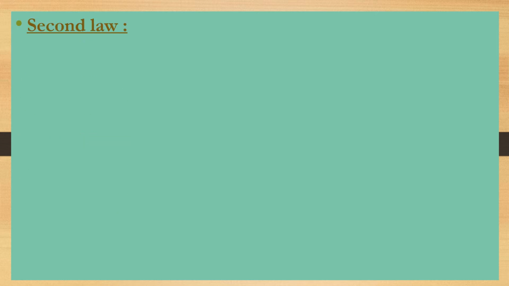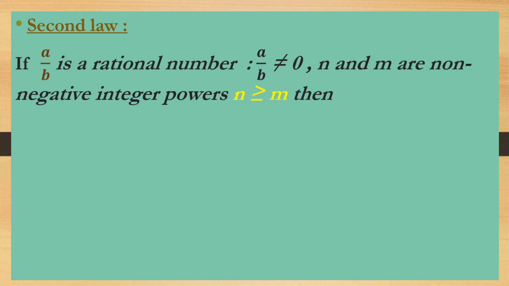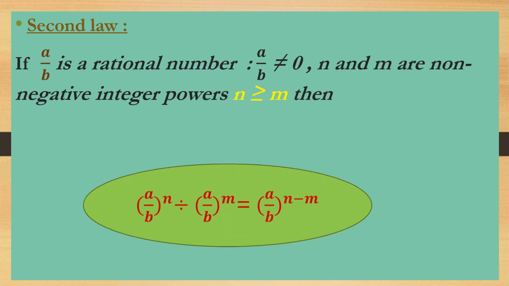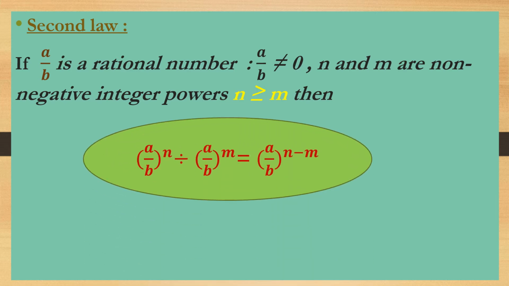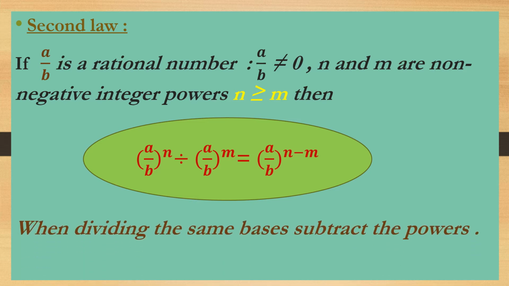The second law of our lesson today is: if a over b is a rational number and a over b is not equal to 0, and n and m are non-negative integer powers also, such that n is greater than or equal to m, then we can say that (a over b) power n divided by (a over b) power m equals (a over b) power n minus m. So we can say that when dividing the same basis, we subtract the powers. Okay, when dividing the same basis, we subtract the powers.